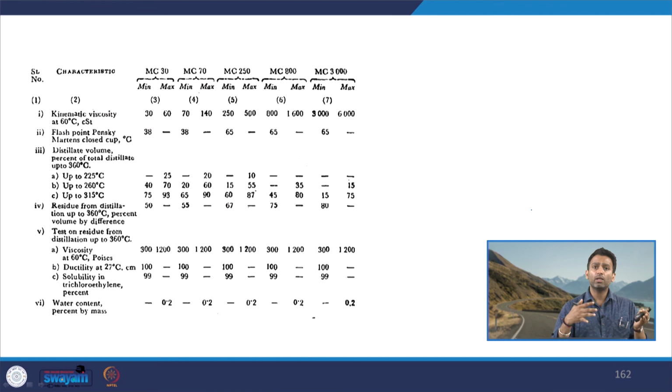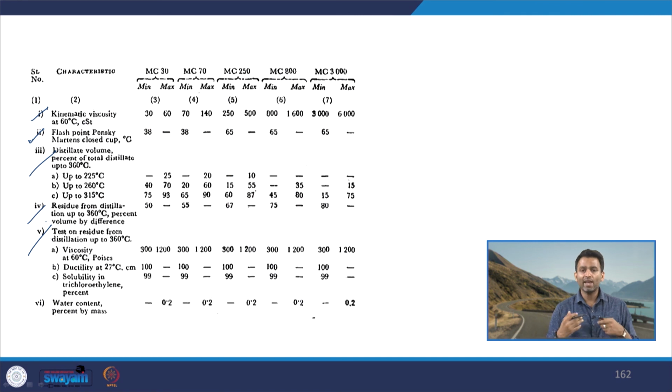We have different tables in the IS 217 specification for medium curing, slow curing, and rapid curing. I have taken an example for medium curing only, just to show what the typical requirements are. For example, you can see here we have a requirement of measuring the kinematic viscosity at 60 degrees Celsius. We have the requirement for finding out the flash point. We have also other criteria such as residue from distillation, distillate volume, test on residue after removing the solvent, and so on.